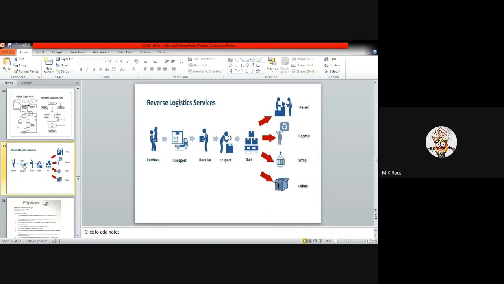In case of sorting, this is segregated into four types. If it is found good, then they directly go for resale. If it is not, they go for recycling, especially with reference to plastics, ceramics, glass materials. If it is not suitable for recycling, then it directly goes to scrap generation, especially with reference to metal, copper, aluminum. And if it is not found suitable, it is directly dumped. So these are the different logistic services for the retry process, how to generate a huge amount of money.